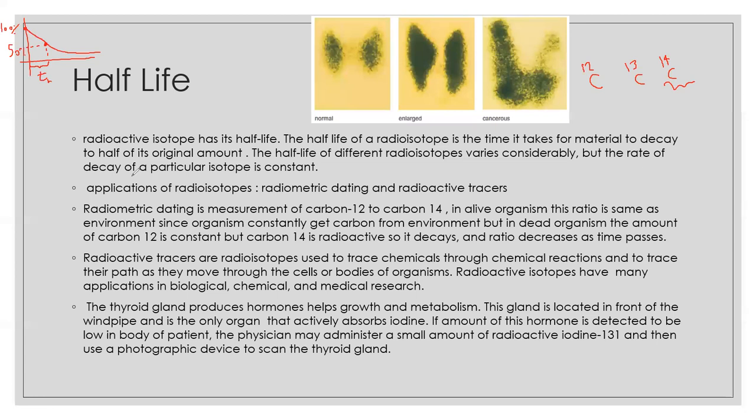So we call this one radioactive. These are isotopes because they have the same number of protons but a different number of neutrons.